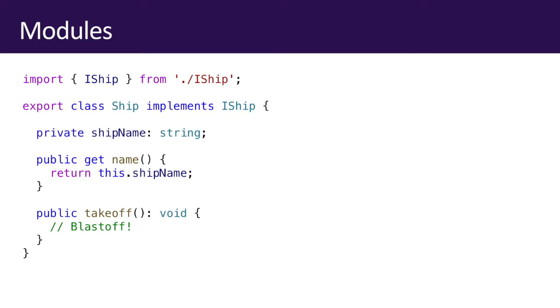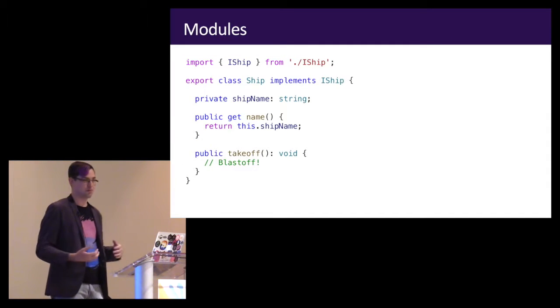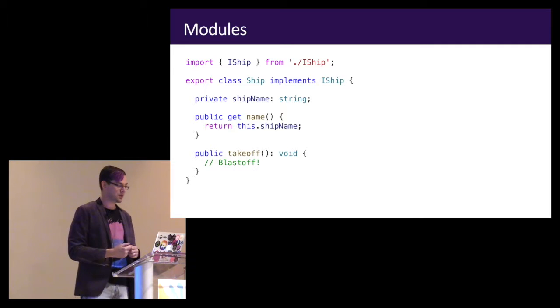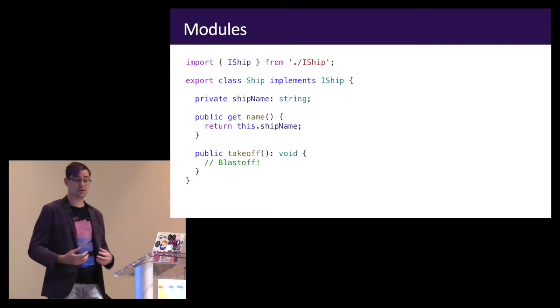I also mentioned that TypeScript has a module system. Well, in practice, it's actually just the normal JavaScript module system that was defined in ES6. So you've probably seen a lot of this before if you have used ES6 through Babel and things like that. We have this import statement, which says we're going to import, in this case, an interface from a different file that we call IShip.